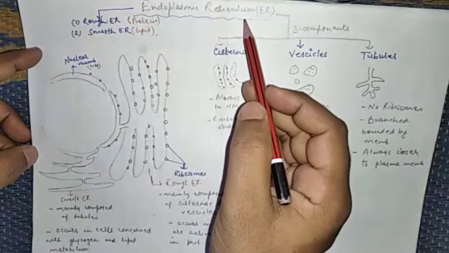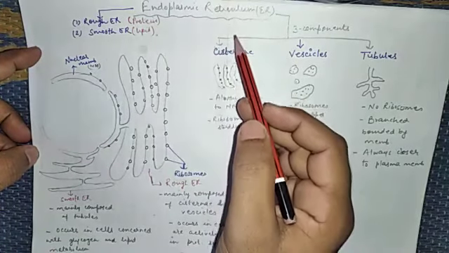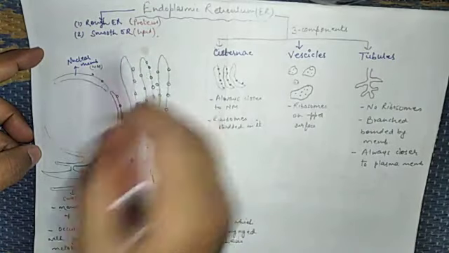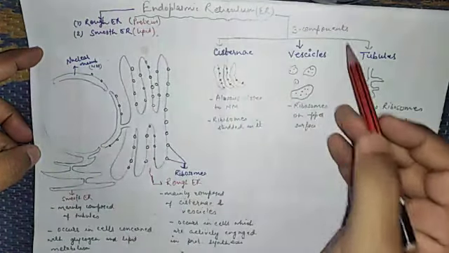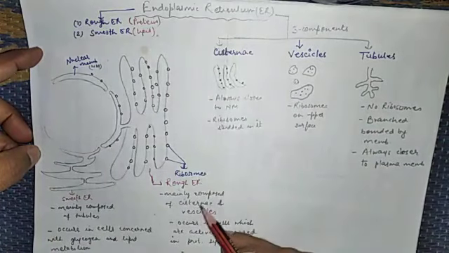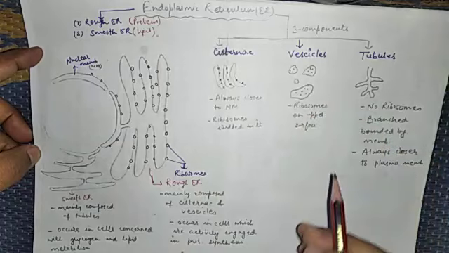Endoplasmic reticulum, on the basis of the formation of products, is of two types: rough endoplasmic reticulum and smooth endoplasmic reticulum. It has three basic components. First is the cisternae, then vesicles, then tubules. And these components are scattered in the cytoplasm.